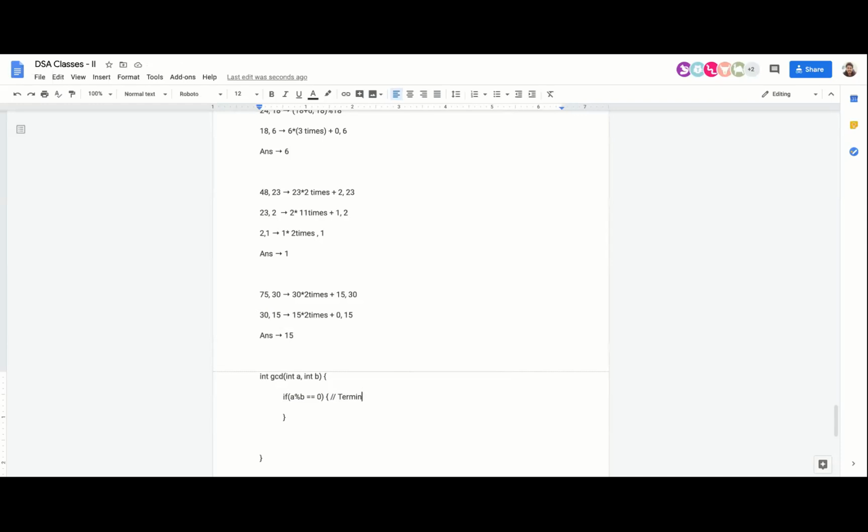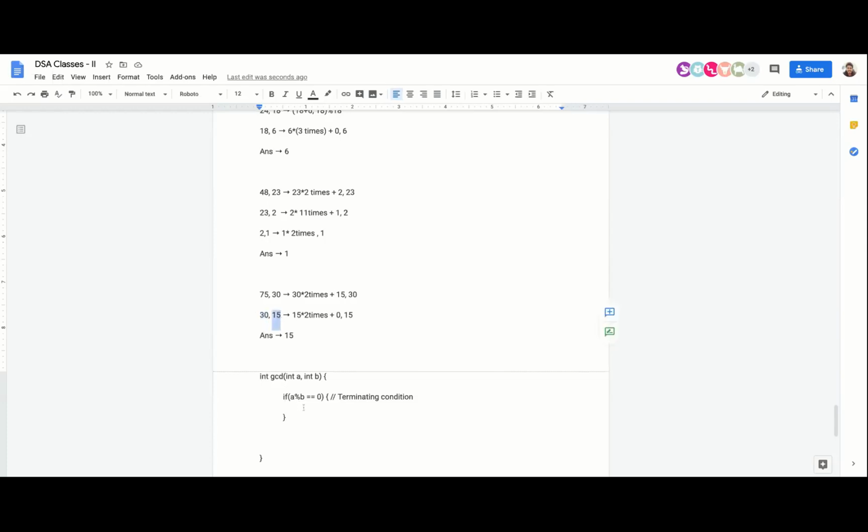The terminating condition should always be written on the top, and you start returning the answer from the terminating condition itself. So what is my terminating condition here? At this point, I was able to figure out the answer, correct? If you see here, what is happening? We are writing 15 into 2 times plus 0, comma 15. Essentially we are dividing both of these numbers by 15. B will always be divisible by itself. But if A is divisible by B, the answer would be B.